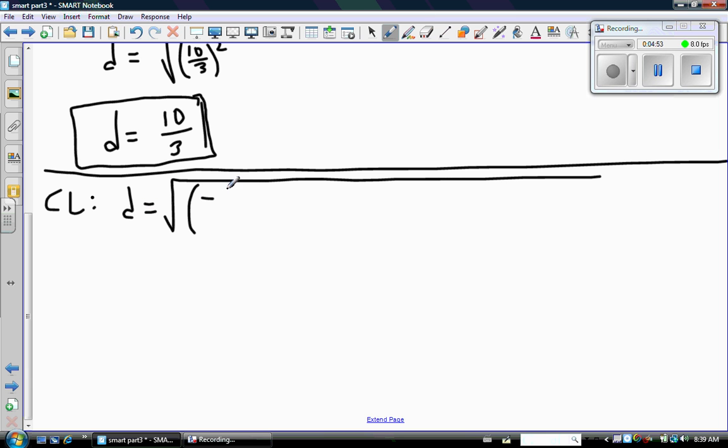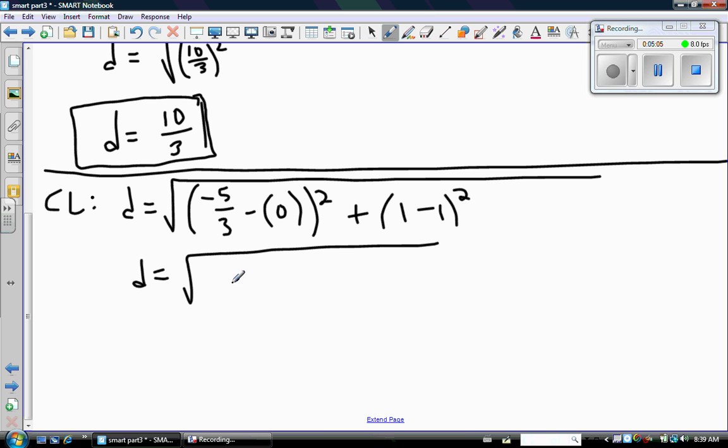So again, x2 minus x1, which in this case is 0, that's kind of nice, plus y2 minus y1. I started with this one because I knew the numbers would be a little easier, just to get a feel for what's going on in this question. So negative 5 over 3 minus 0 is just negative 5 over 3. And again, 0 squared, that's going to be nice to work with.